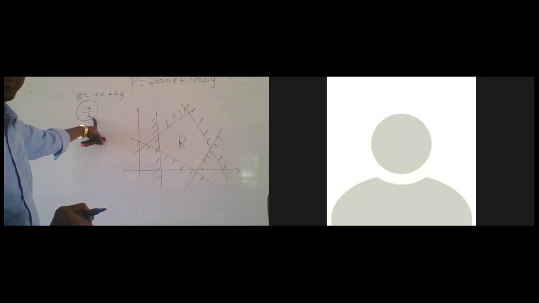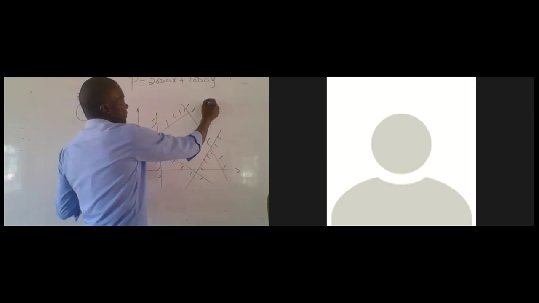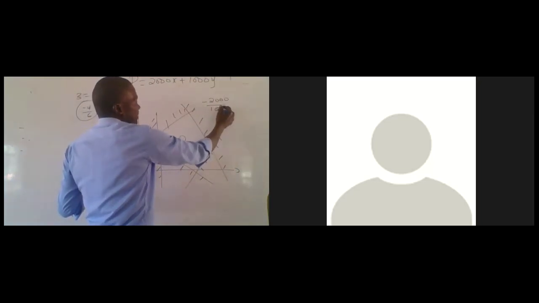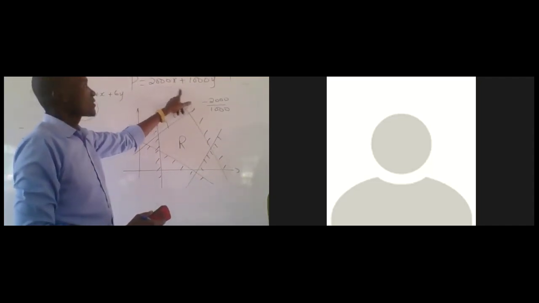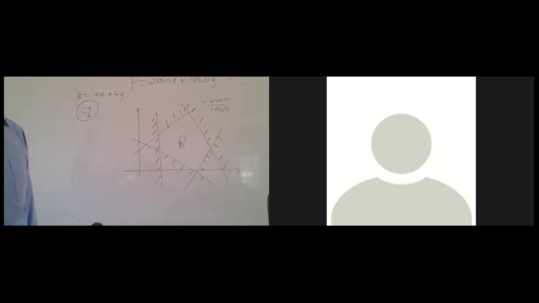The best way to do it, just get the gradient of this line. Remember, if I give you a line 3 equals 4x plus 6y, how do you get the gradient? You just say negative 4 over 6. That's right. Shireen, are you getting me? Yes. If I give you this equation, this would be the gradient, right? So in this case, what would be our gradient? Negative 2,000 divided by 1,000, right? Just take the coefficient of x, you divide by the coefficient of y. So that will give us the gradient.